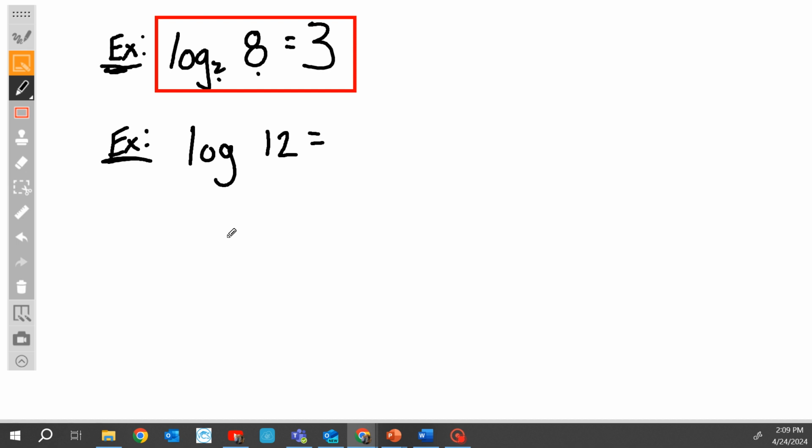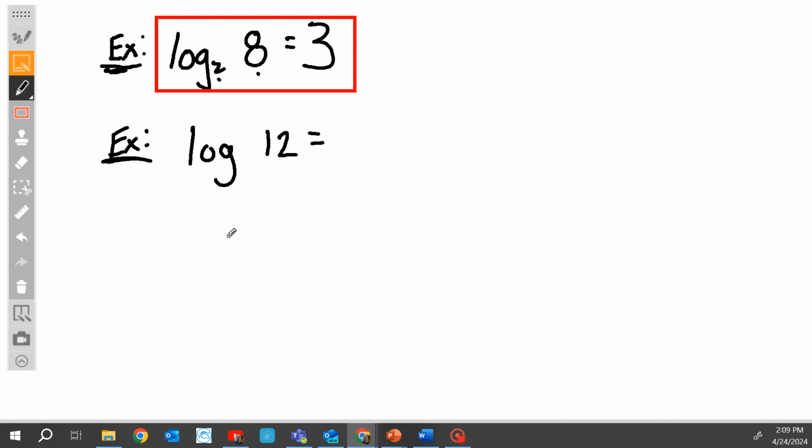Well, this is certainly one that we wouldn't know, okay? Because I don't know what power of 10 makes 12. 10 to the first power is 10, but then 10 to the second power is 100. So what power makes 12? Somewhere between 1 and 2, but where?